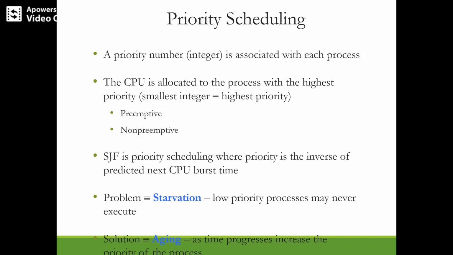So the solution to this is aging. What is aging? It is a technique of gradually increasing the priority of processes that wait in the system for a long time. For example, if we have priorities from 127 low to 0 high, we could decrement the priority number of a waiting process by 1 every 15 milliseconds.